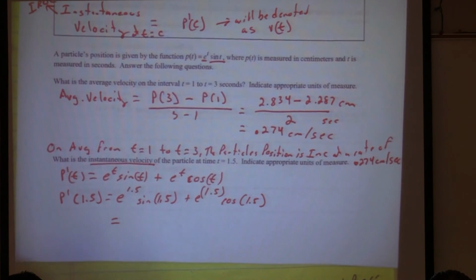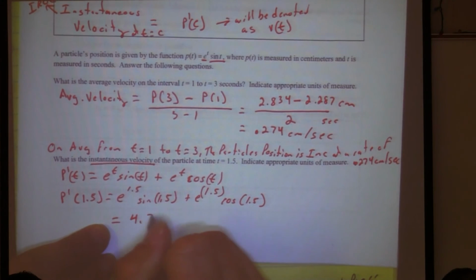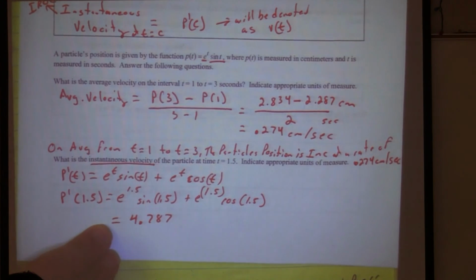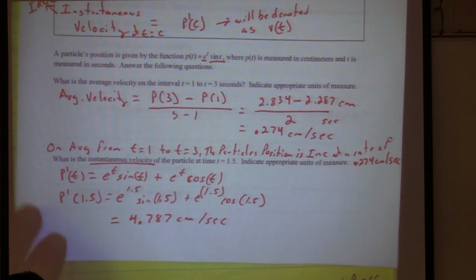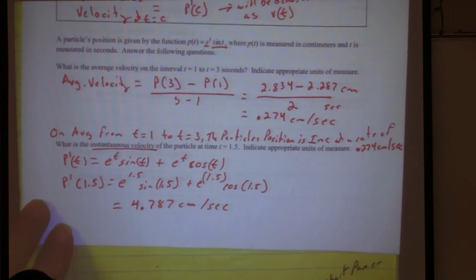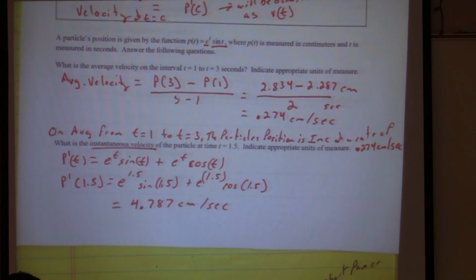Good, what do we get, Pablo? 4.787. And what would be the units? Centimeters per second squared? Or just centimeters per second? Is it just centimeters per second? Yeah? Because it's a rate of change of the position, right?